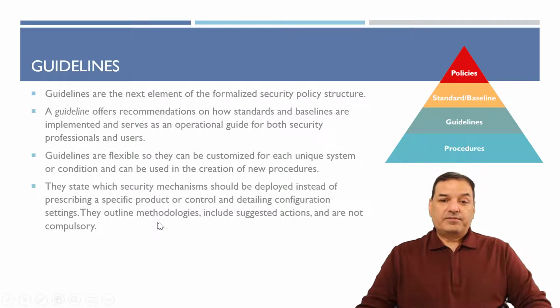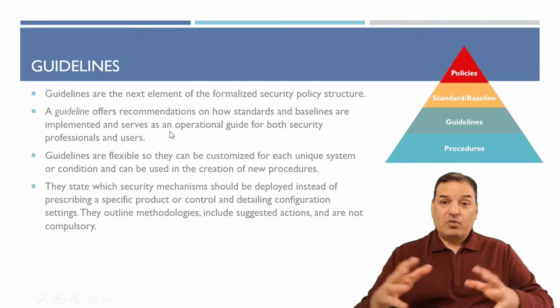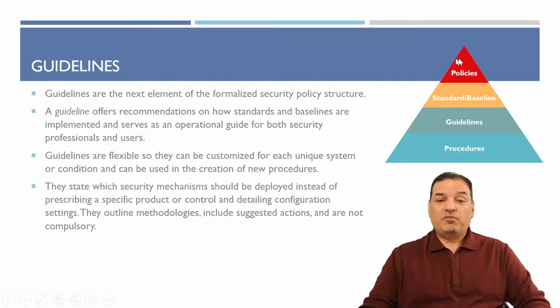What are guidelines, which is the next level down? We talked about policies, standards, and baselines, and now we're going to talk about guidelines. Guidelines are the next element of the formalized security policy structure. They offer recommendations on how standards and baselines are implemented. So we're going towards more direction, more guidance. We started out with an abstract, strategy-level policy, and then we're breaking it down into more detail. Guidelines are flexible, so they can be customized for each unique system or condition and can be used in the creation of new procedures.